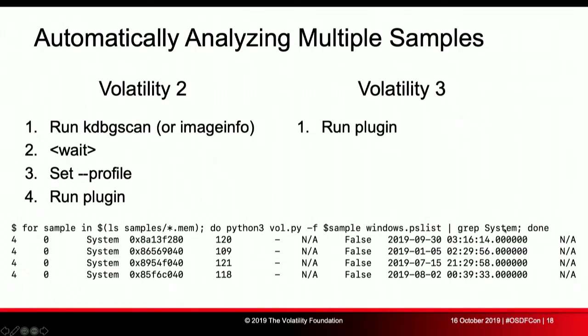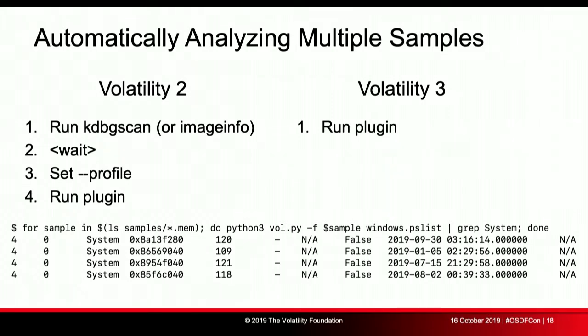And in this case, I'm just grepping for system, because I know that process will be there. And you can see we have 4 separate system processes being printed. There's one for each sample. So if you want to quickly run something against all of the plugins or against all the samples you have, you can obviously redirect the output to different file names.